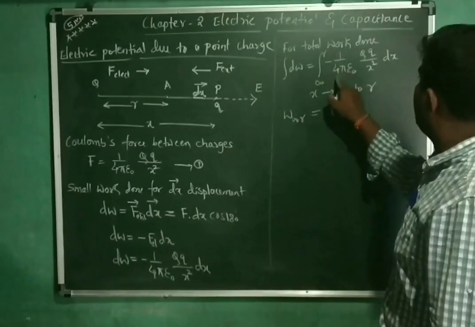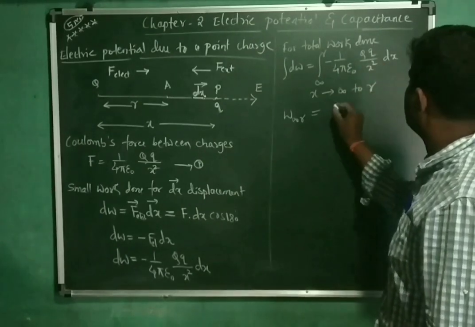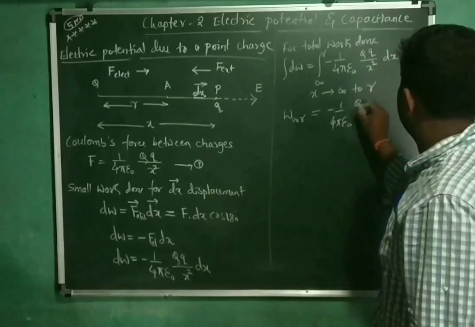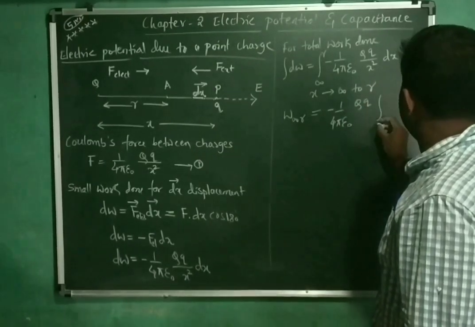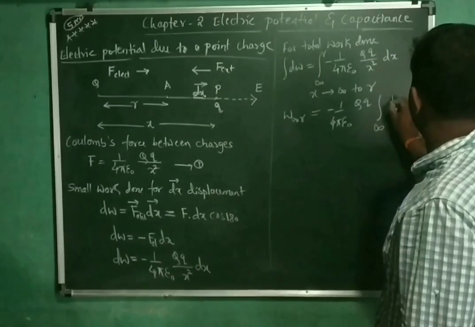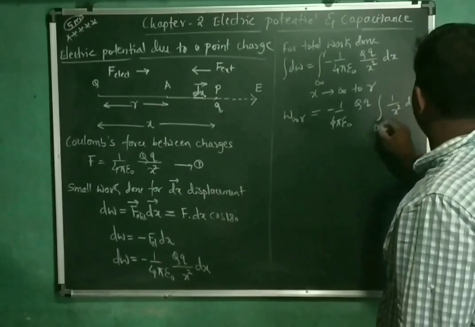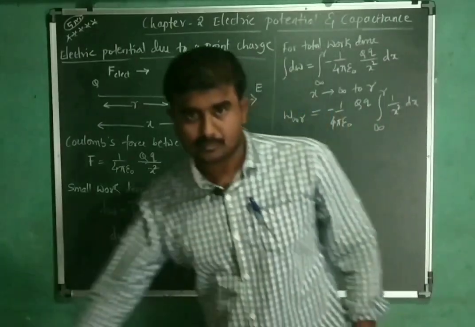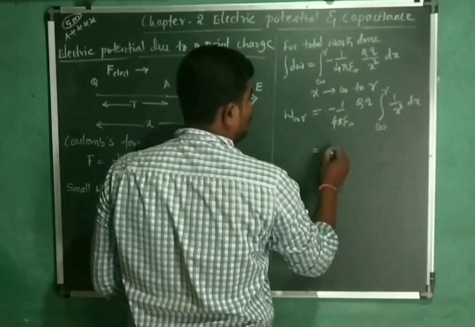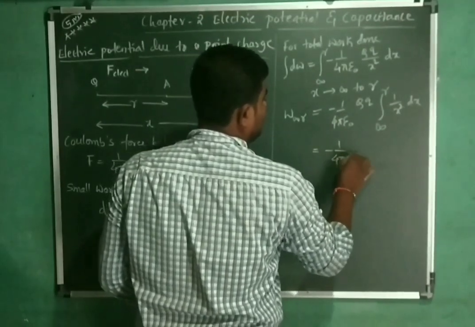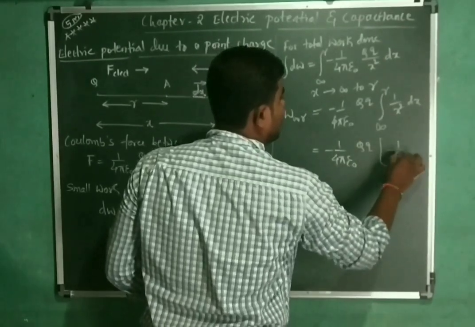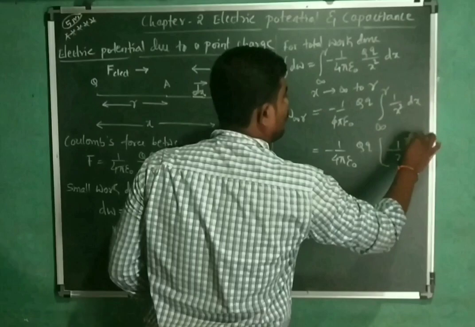What is constant? 1 divided by 4 pi epsilon naught is constant. q is constant, so it is taken outside. 1 divided by 4 pi epsilon naught q is constant, and we integrate 1 divided by x square dx, with limits from infinity to r. And integration of 1 divided by x square is what? It is -1 divided by x, from infinity to r.